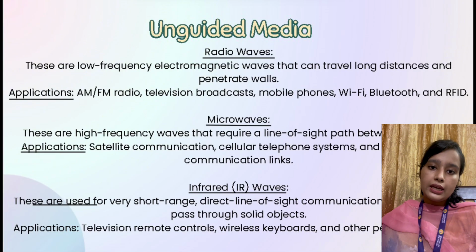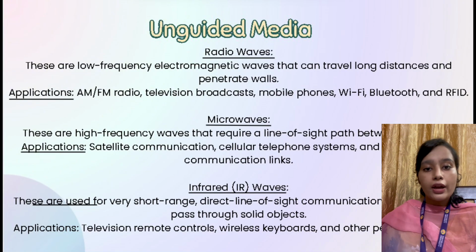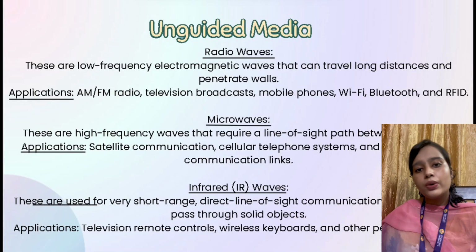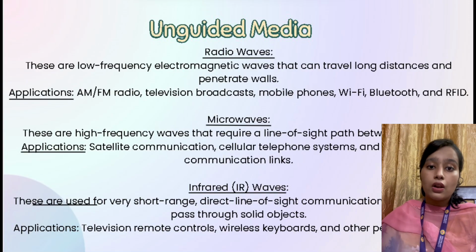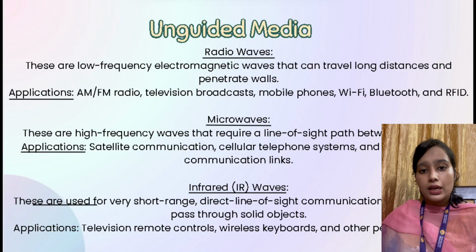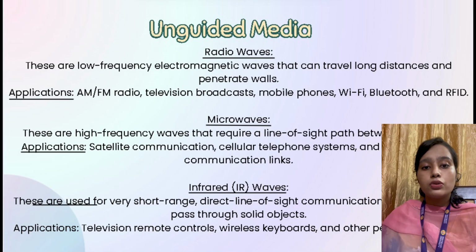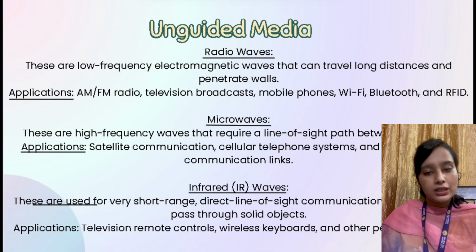Radio wave is commonly used for Wi-Fi and Bluetooth. Microwave is used for long distance communication like satellite. As an example, we can say satellite, because satellite is a long distance communication. Third one is infrared wave. Infrared wave is used for short distance communication, such as a remote control for a TV. So these three belong to unguided or wireless media.